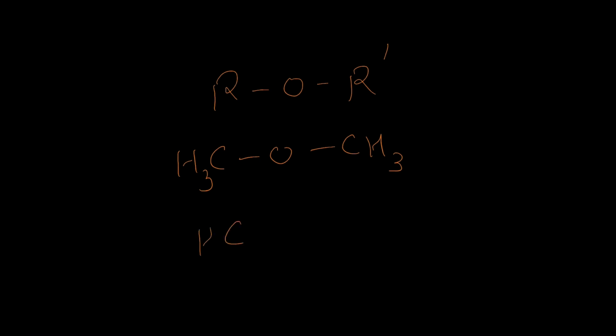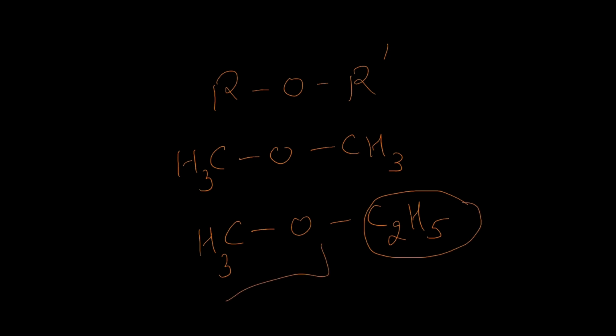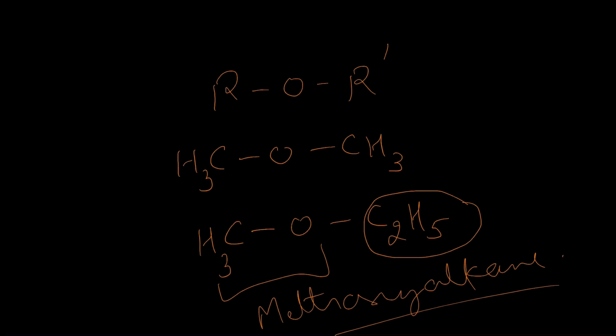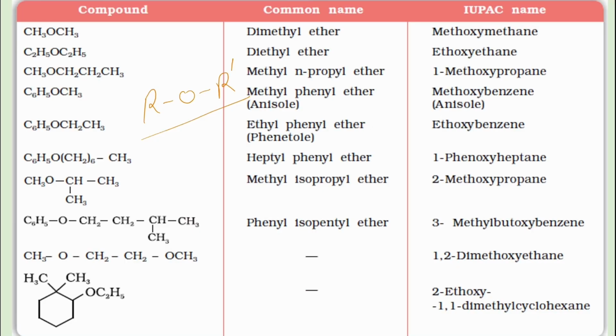But if I have one R group smaller and the other R group bigger than that, the bigger one is always alkane and the smaller one is always alkoxy. So it becomes methoxy alkane. This is the name. So let us see the examples here now. This I already told you. Common name is dimethyl ether because both sides you have methyl. Same way, if you have ethyl on both the sides, it becomes diethyl ether. And the IUPAC name would be ethoxyethane.